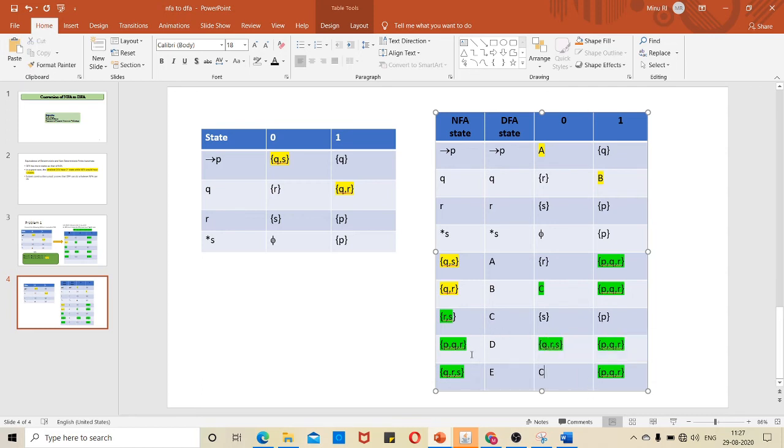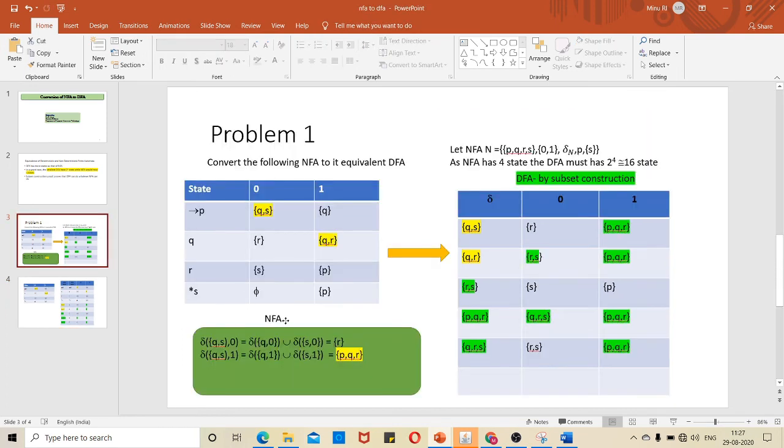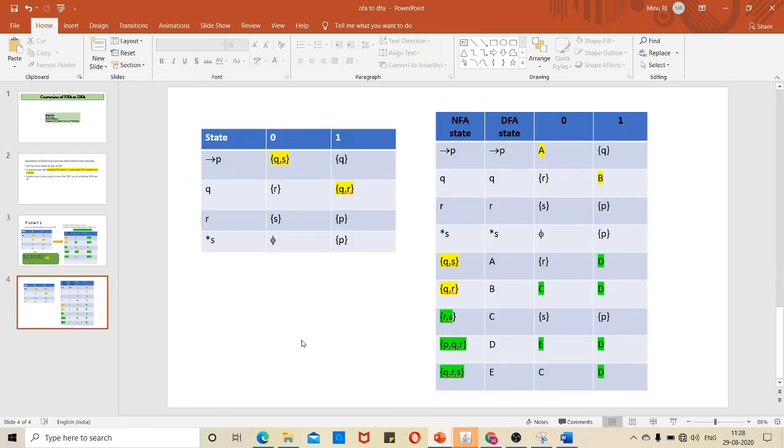And PQR, so many places it came, no? So I will make it as D. So this one D, this one D, PQR, this one is D and this one is D, and the QRS as E. This is for simplicity. So this particular NFA is being converted to a DFA. It has been converted into a DFA. You can see here we have 4 states, whereas here we have 4 plus 8, 9 states, not 16 states, at least 9 states.